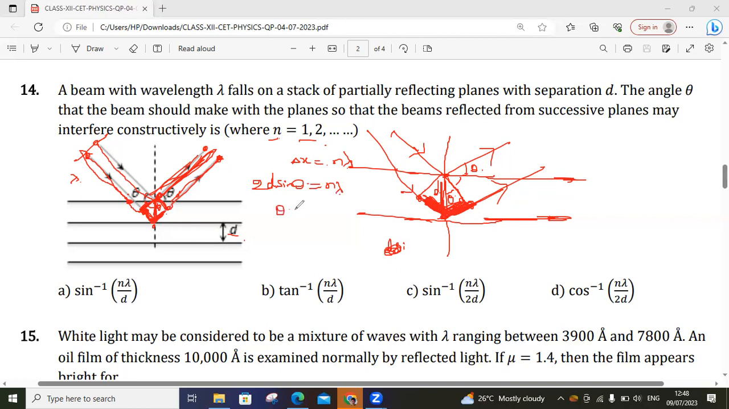So theta will be equal to sin inverse of n lambda by 2d. Correct? N lambda by 2d. Sorry. Sin inverse of n lambda by 2d. So 14th is C. Yeah, we'll go ahead.